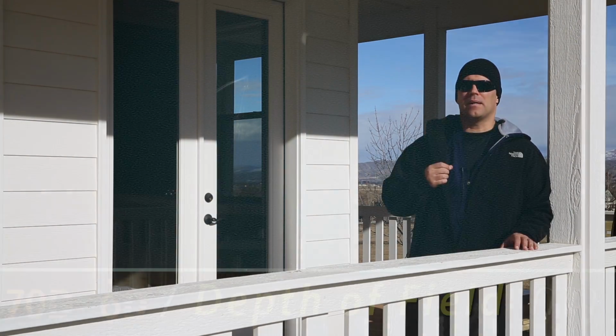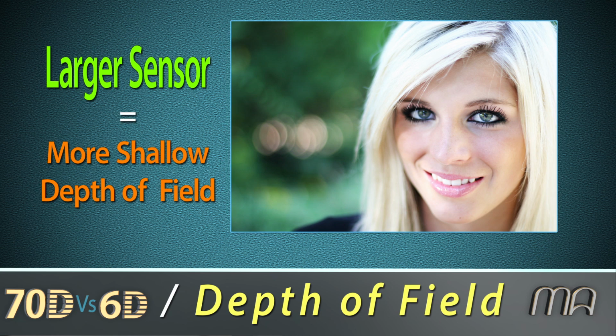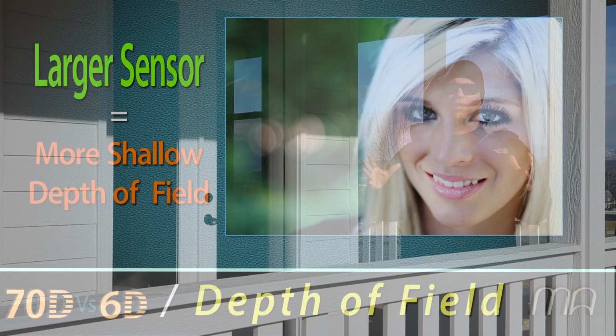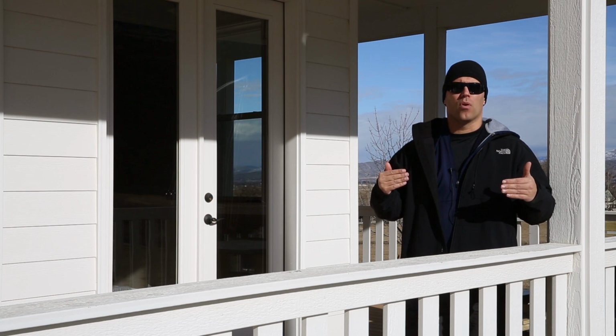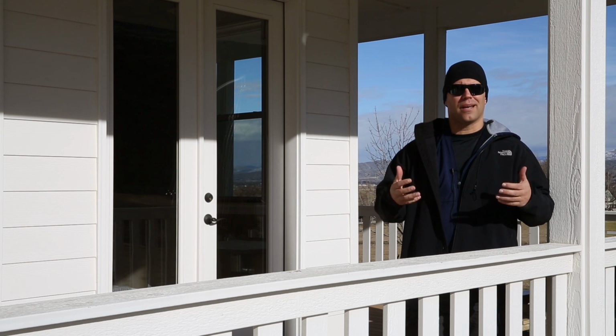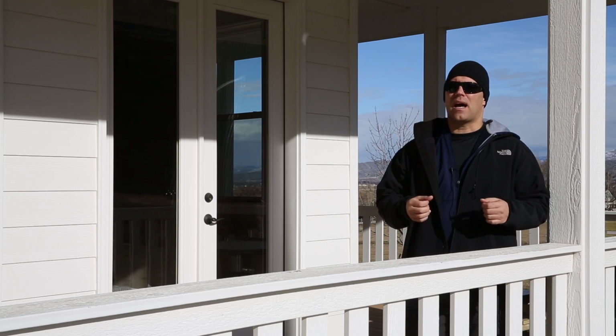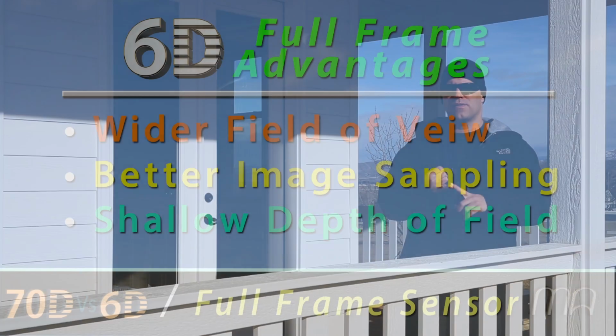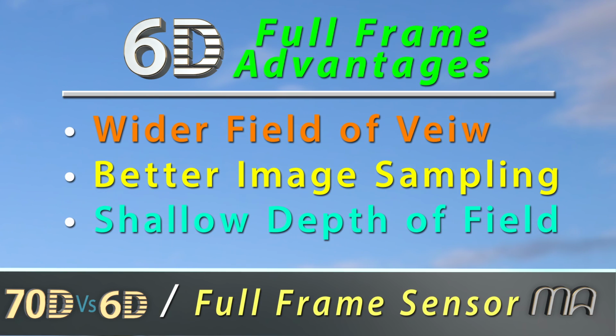Third really important key difference with a full frame sensor is that your depth of field is going to be more shallow. Essentially, your recording media size comes into play in regards to depth of field. So if you have a very, very large recording media, you get more and more shallow depths of field. This is great if you're a portrait photographer and you like these buttery backgrounds. So sensor size, with a full frame sensor, you're going to get wider fields of view, better image sampling, and a more shallow depth of field.